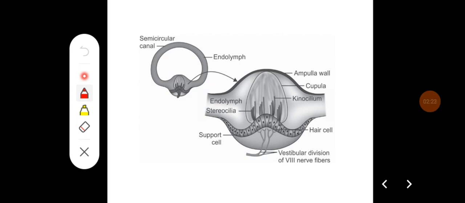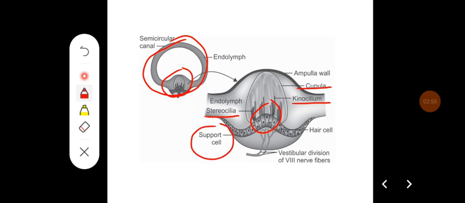This diagram shows the crista, that is the receptors of semicircular canals. This is the diagram of a transverse section of the semicircular canal, and this is the crista. In the crista you can see the hair cells embedded in the cupula, and you can see the kinocilium and stereocilia embedded in the cupula in the endolymph. These are the supporting cells to the hair cells, and you can see the afferents arising through the vestibular division of the 8th nerve.